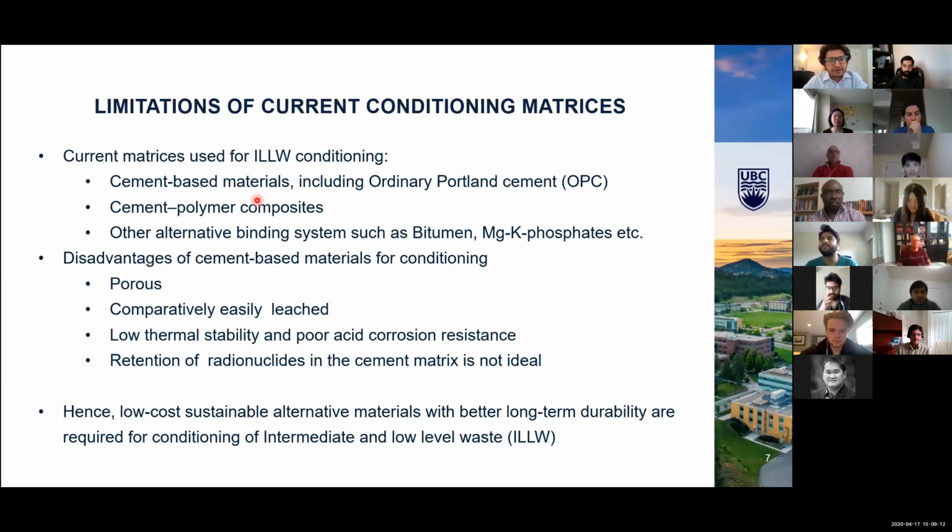The current matrices that are being used to condition such waste are generally cement based, especially ordinary Portland cement, and also some cement polymer composites. The other alternatives are bitumen and some phosphates. But generally the cement based materials are being used, and they have certain disadvantages: they are highly porous, they are comparatively easily leached, and they have low thermal stability as well as poor acid corrosion resistance. Also, it has been found that the retention of radionuclides in these cement-based matrices is not ideal. Therefore, a low cost sustainable alternative material is required for conditioning of such waste.